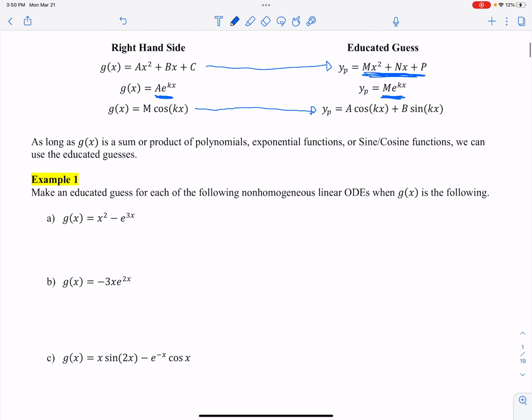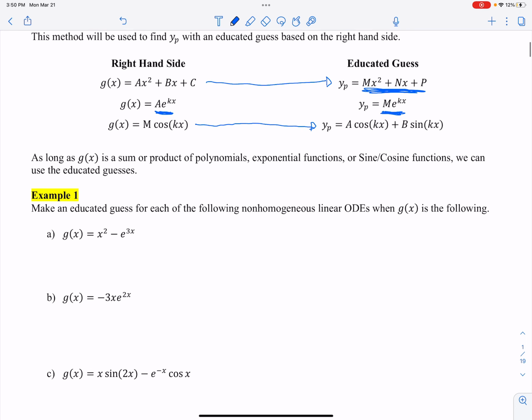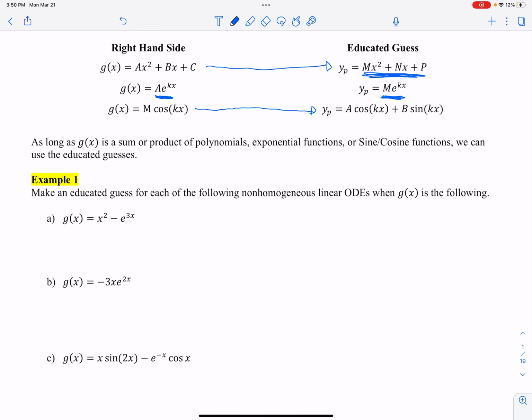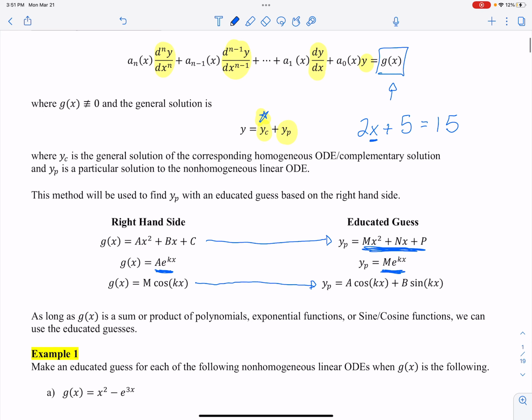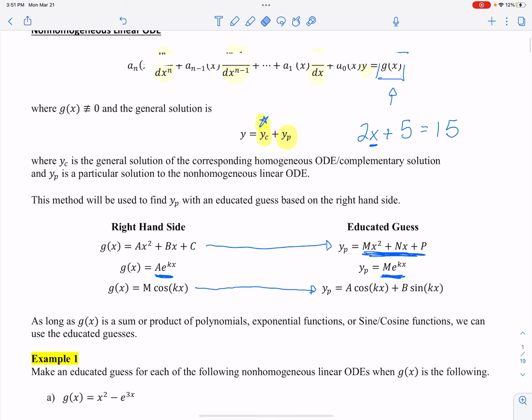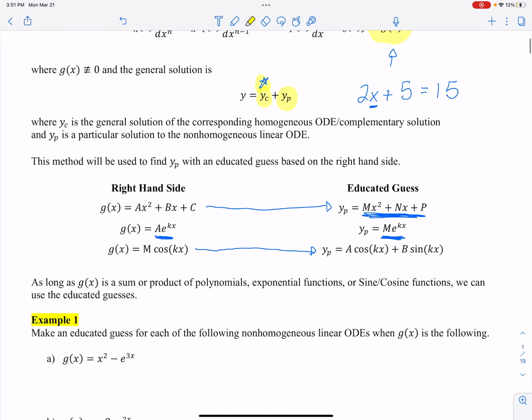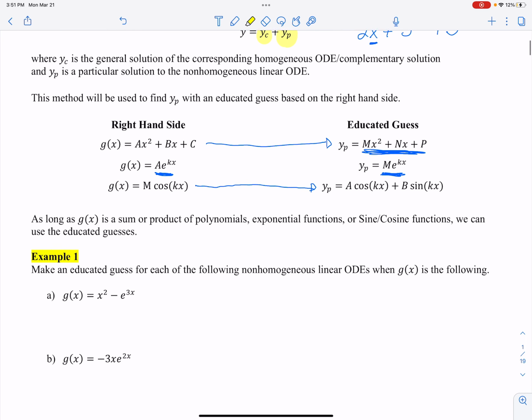All right, so let's take a look at example 1. It says, make an educated guess for each of the following non-homogeneous linear ODEs when g of x is the following. So this is just saying, looking at this equation at the very top here, that g of x, this thing right here, is equal to x squared minus e to the 3x. And they just wanted us to come up with a guess.